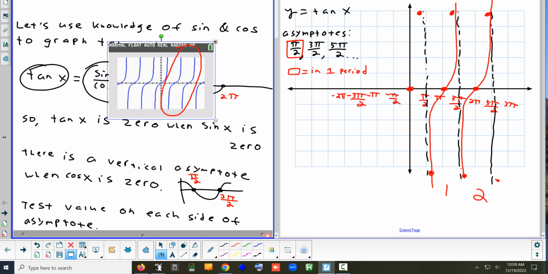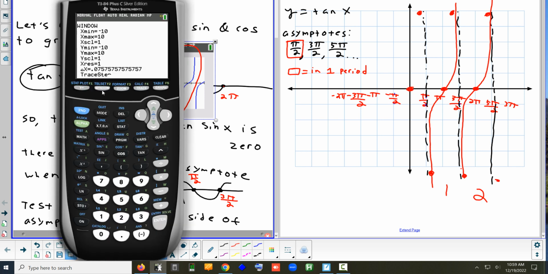So very different than sine and cosine. Still periodic, meaning it repeats itself. We're going to see how often it repeats itself. Does anybody remember for sine and cosine how often it repeated? What was the normal length of the period? 2 pi. So let's go 0 to 2 pi, and let's see what happens.